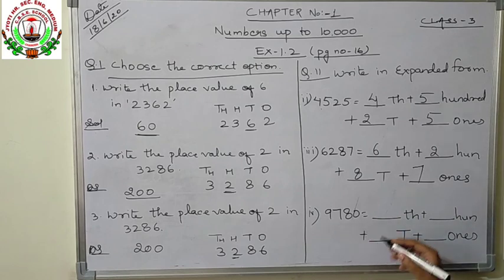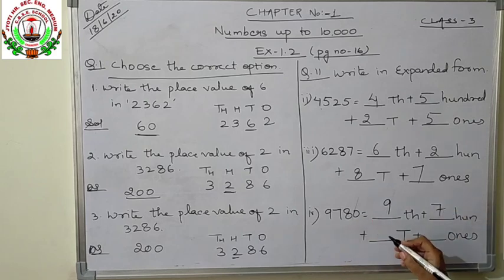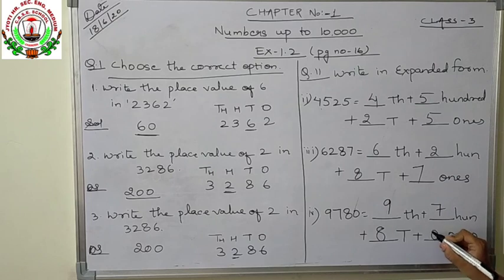9780. 9 is in the 1000 place. So we will write here 9. 7 is in the 100 place. So we will write here 7. 8 is in the tens place, so we will write here 8, and 0 is in the ones position, so we will write here 0. Okay, like this only you have to solve the rest of the questions.